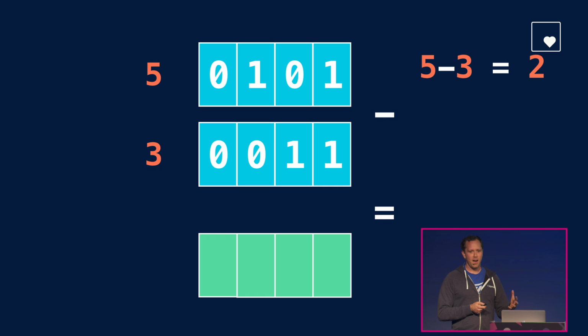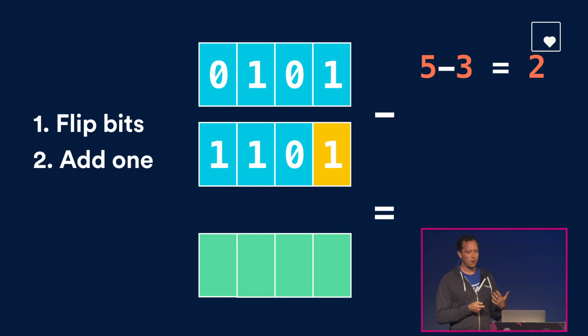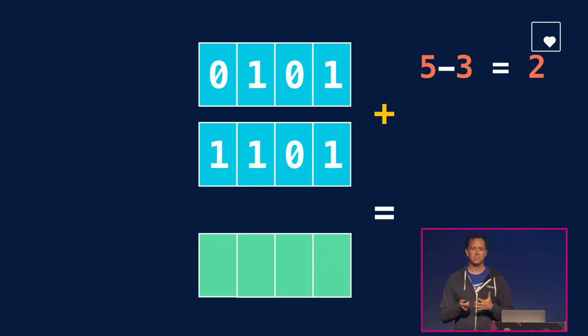So we have the number 5 minus the number 3 in binary, and we know that this is going to give us 2. We can use a method called the 2's complement to model this in a different way. Firstly, we flip the bits and add 1, and then we can simply add, just like we would before.